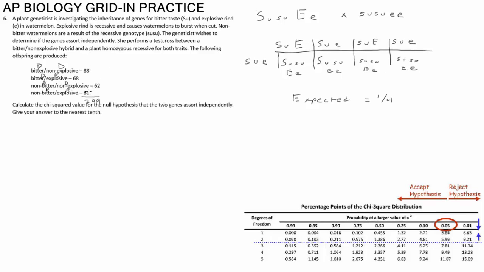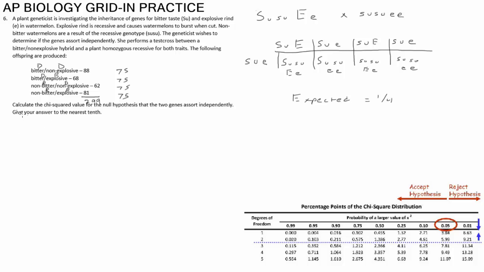So my observed values are given. My expected would just be 1/4 of the total, which was 299, which I'm going to round to be 75 for each one. So I'm expecting 75, 75, 75, and 75.